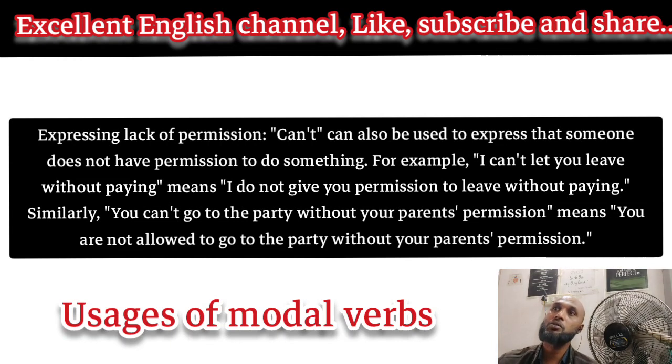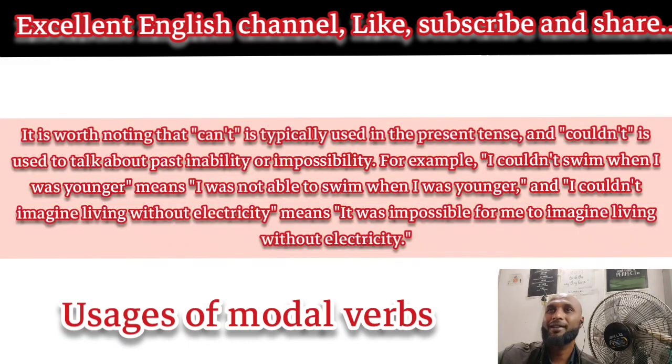Similarly, you can't go to the party without your parents' permission. Means you're not allowed to go to the party without your parents' permission. It is worth noting that can't is typically used in the present tense and couldn't is used to talk about past inability or impossibility. For example, I couldn't swim when I was younger means I was not able to swim when I was younger. And I couldn't imagine living without electricity means it was impossible for me to imagine living without electricity.